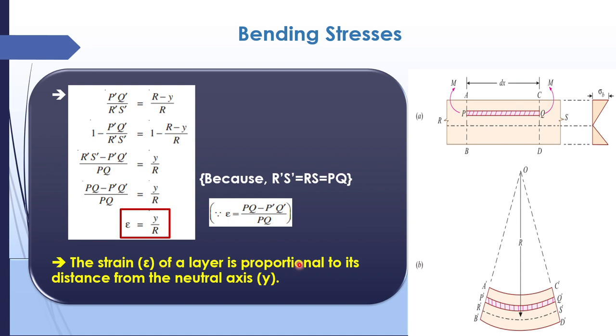The strain epsilon of a layer is proportional to the distance from neutral axis. Y is nothing but the distance from neutral axis to the fiber we are taking. So this is a neutral axis. P dash Q dash is the fiber we are taking. So this distance is y. So we can say that strain is proportional to that y.